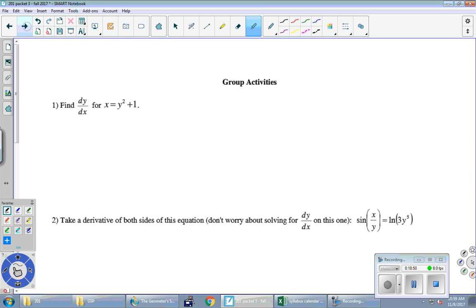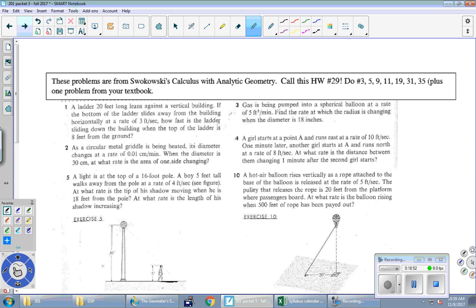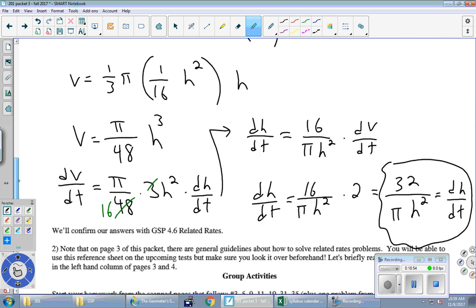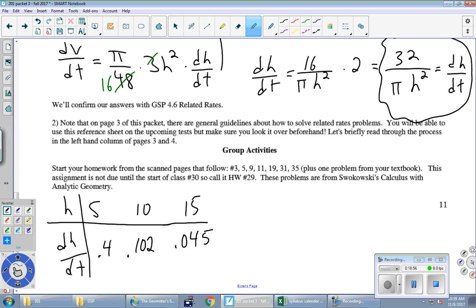So what you are going to do now is lots of practice. And so I will read the instructions here for the activity. Just like the other day, the activity here is going to be your homework assignments. You're going to get a bunch of your homework assignment done right now. It's the following problems. These are written on the top of page 12 as well, plus one problem from your textbook. I will point out this assignment is not due until the start of class number 30. Remember I said we're doing 2 days on related rates?